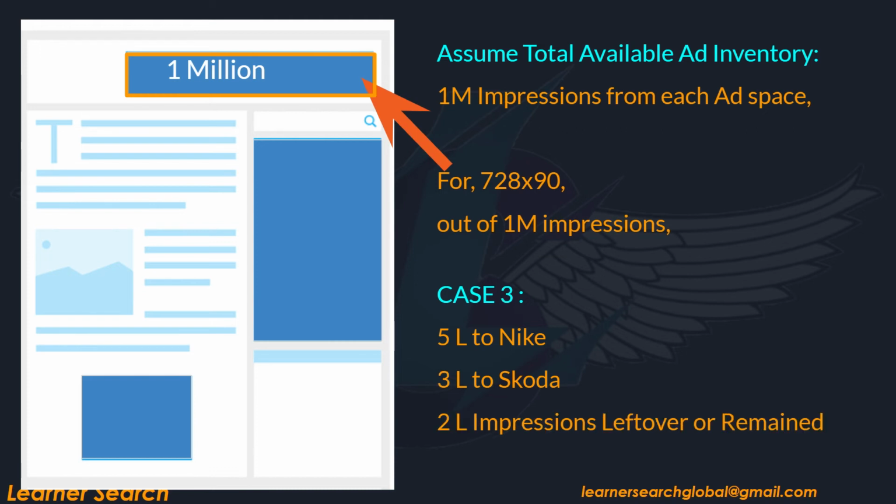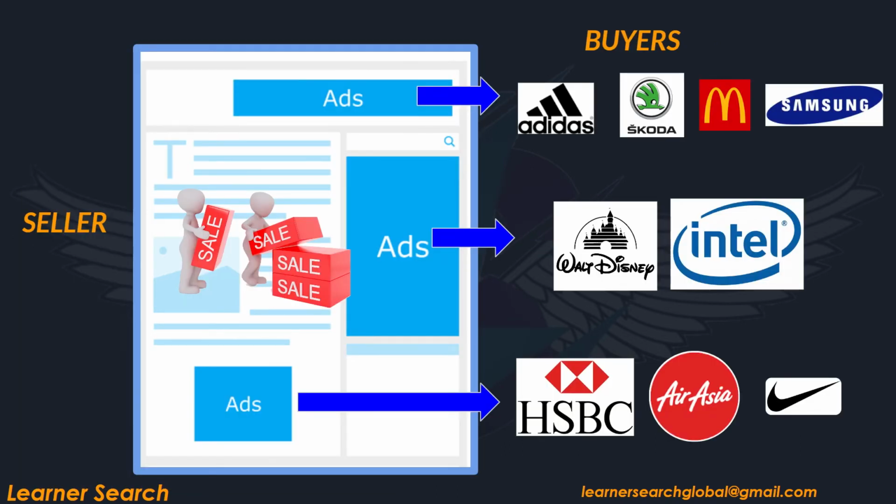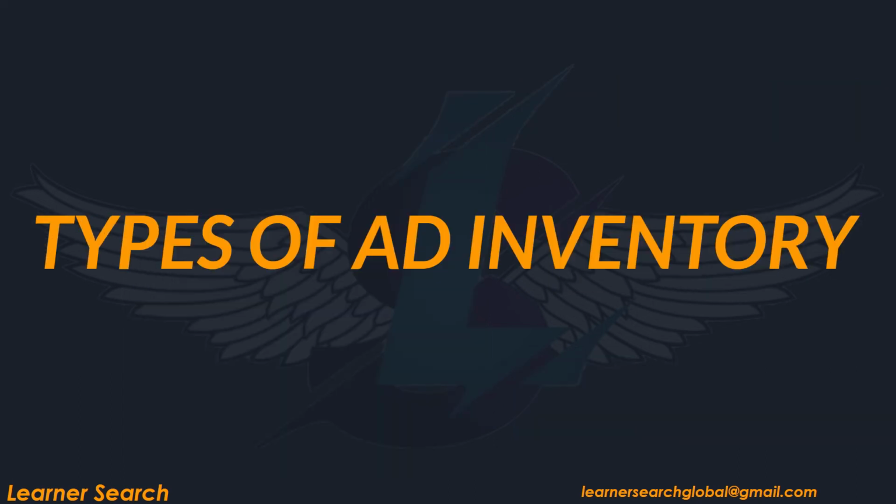Case 3. Nike purchased only 5 lakh impressions. Skoda is willing to buy 3 lakh impressions this time. Now in this situation, out of 10 lakh impressions, only 2 lakh impressions are leftover. Similarly, you sold other ad spaces to other advertisers according to the inventory required by them, and you may still have some unsold inventory.